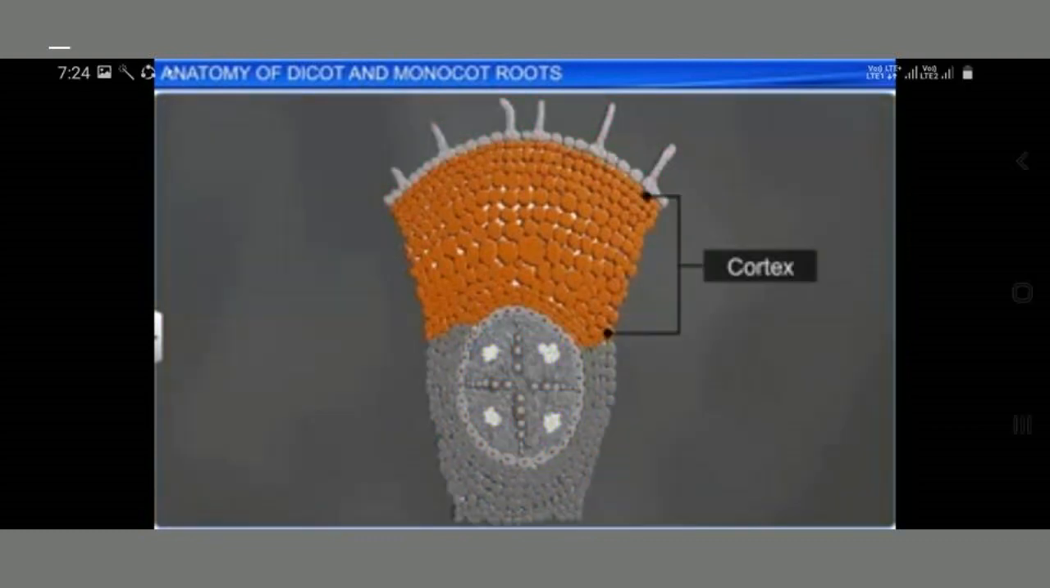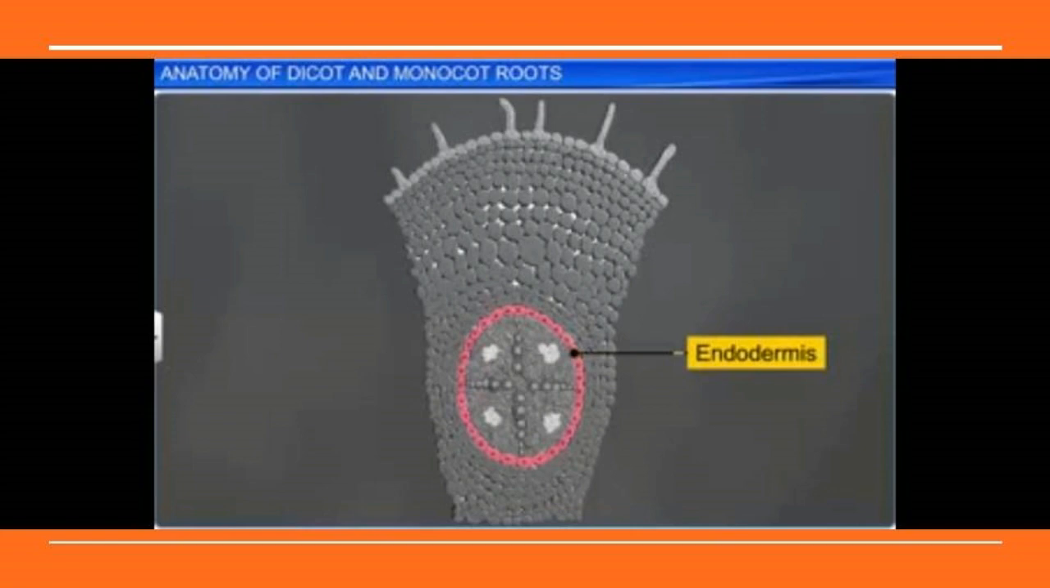Children, you can see what the cortex is. The full area which is covered in the orange color is called the cortex. In this dicot root, we can see the endodermis. The pink circle, children, that is the endodermis.